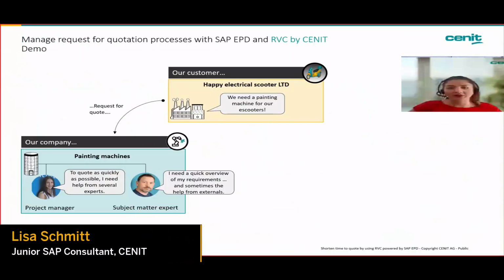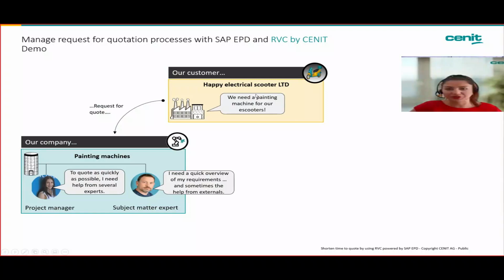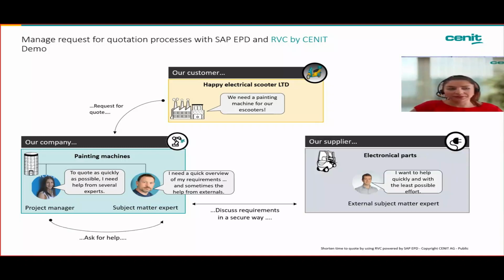Basti and I work in a company that produces painting machines, and our customer, the Happy Electrical Scooter Ltd, that develops e-scooters, wants us to quote for a highly individualized painting machine. And of course, as a project manager, I want to quote as quickly as possible. But therefore, I need the help from so many experts in the departments, just like Basti. And also Basti sometimes needs to discuss certain points with externals, just like our supplier. And our supplier will be Atakan today.